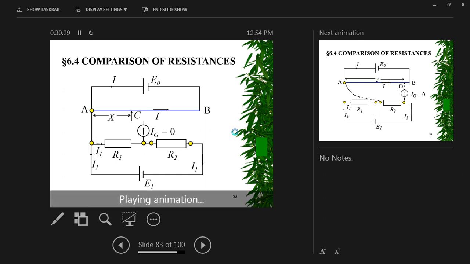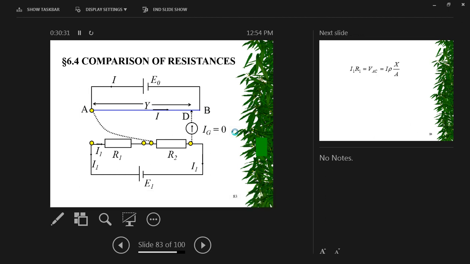So let's take a look at what I will do next. I'll do the same thing again for the other resistor. I'll take its left terminal connected to A, take its right terminal and find the balance point, and I'll get another balance length Y. So you can see what I'm going to try to do here, right? I'm going to somehow find the ratio of their resistances to be a ratio of measured lengths.